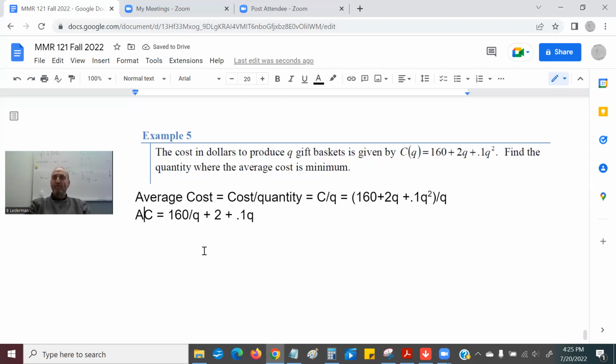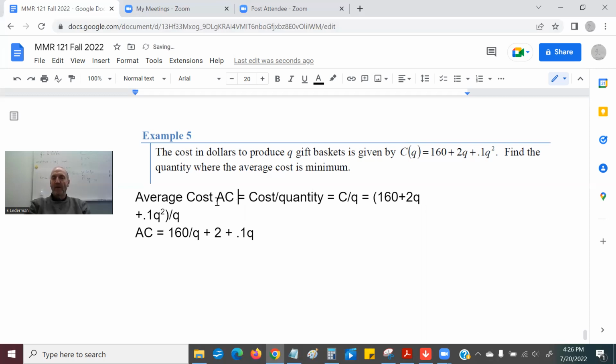Let me just put it up here so it's clear. AC just stands for average cost. So it's cost divided by quantity. So the average cost is this. Now we want to find where the average cost is a minimum. So what does the minimum mean? That means derivatives. Since we're going to get involved with calculus already, let's find AC prime.